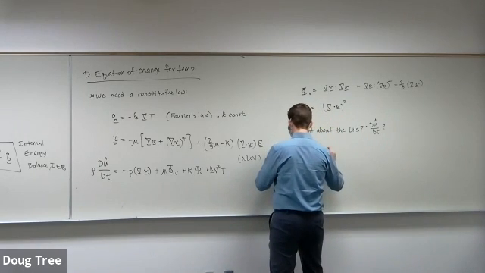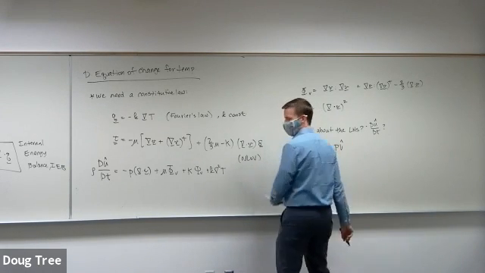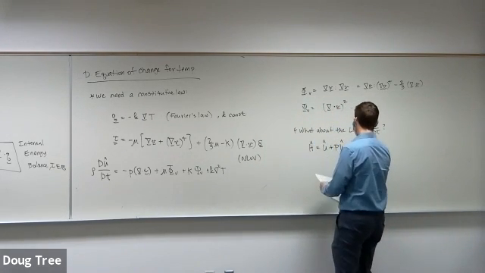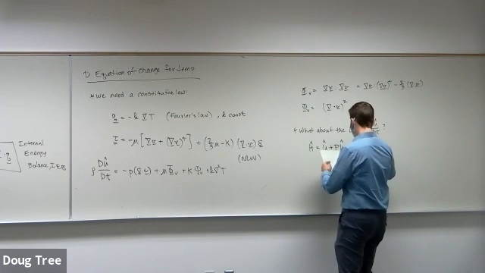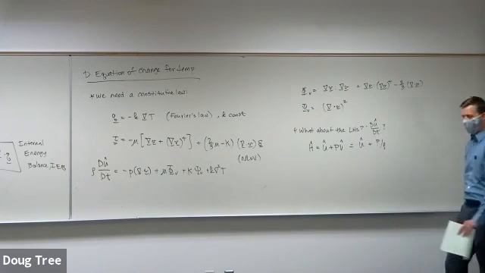H is equal to U plus P V. Okay, that's a Legendre transform. I should tell you that sometime in the demo. Or U plus P over rho.